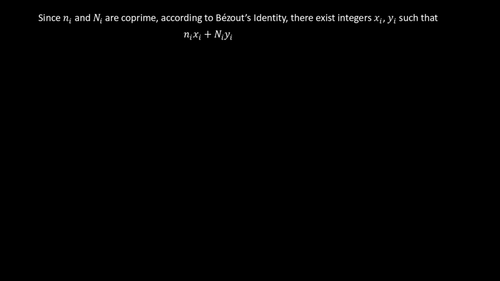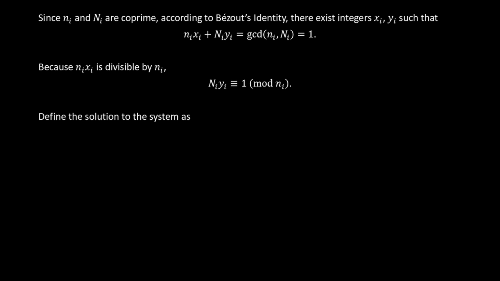Since Ni and ni are coprime, according to Bezout's identity, there exist integers xi, yi such that ni xi + Ni yi equals the greatest common divisor of ni and Ni, which equals 1. Because ni xi is divisible by ni, Ni yi is equivalent to 1 mod ni. Define the solution to the system as x = the summation from i = 1 to k of ai Ni yi.